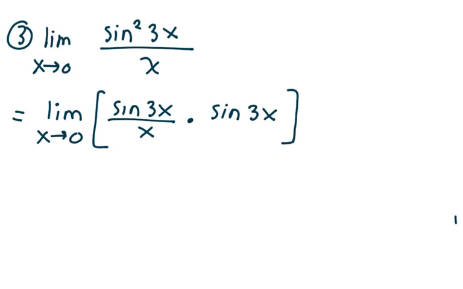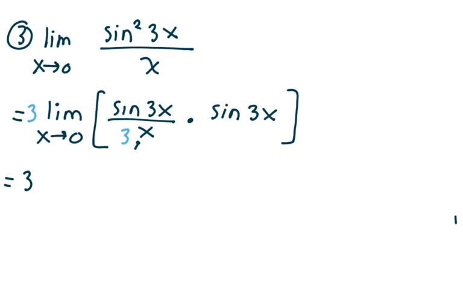Now, the argument for the sine is 3x, and I have an x in the bottom. So I need to make sure to have a 3x in the bottom, because I need the argument for the sine and the denominator to match. So if I put a 3 there, I need to put a 3 on the outside of the limit. Okay? And so now they match, and then that first factor goes to 1, it turns out.